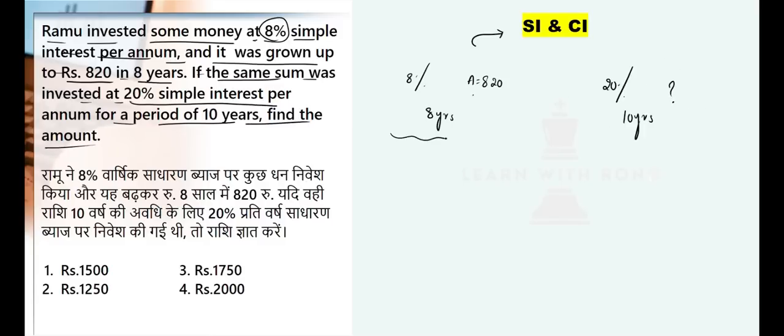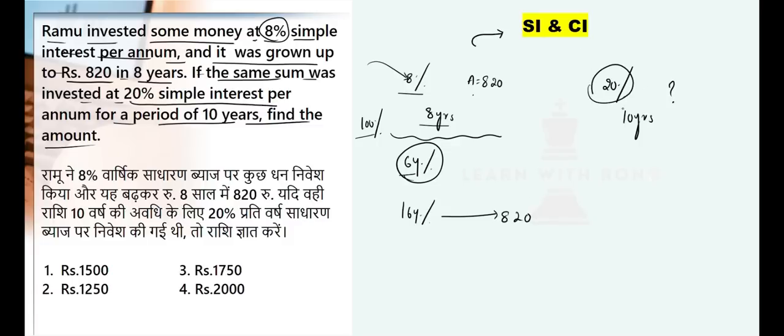See here, in the first case, 8% simple interest per annum for 8 years means 8 times 8, 64% is the simple interest. If I assume 100% is our capital, means principal, 100 plus 64, 164% is the amount, which is given as 820 rupees. Here 20% simple interest per annum for 10 years means I will get simple interest 200%. If 100% is the principal, 100 plus 200, I will get 300% is the amount.